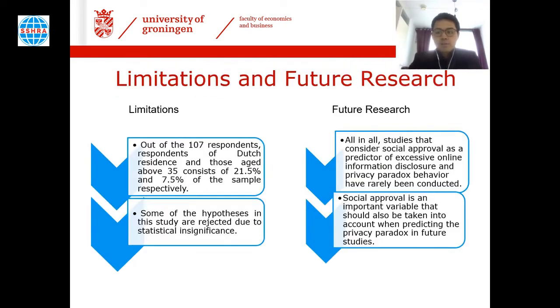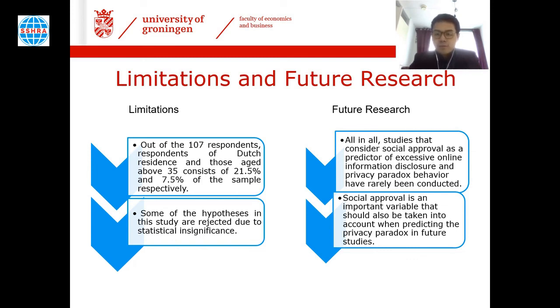As for the limitations of the study, firstly, out of these 107 respondents, Dutch residents and those aged above 35 consist of 21.5% and 7.5% of the sample respectively, which means that they are underrepresented. This may create certain biases in the statistical analysis of the study and prevent generalizable results. Moreover, some of the hypotheses in the study are rejected due to statistical insignificance, such as culture and self-esteem. This contradicts previous research, which suggests that those two variables should have an influence on information disclosure.